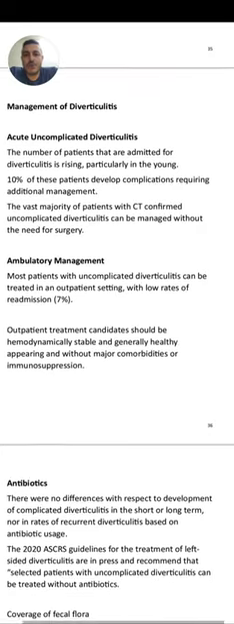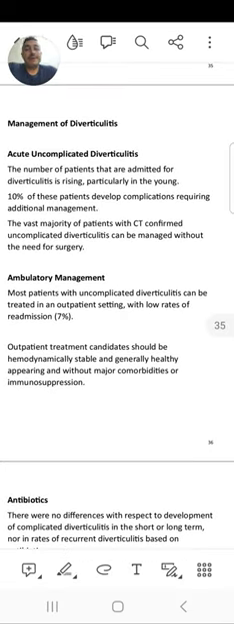We move to the management. And the management varies as the presentation itself varies, as we reviewed. So if we are talking about the management of acute uncomplicated diverticulitis, this patient is most likely to be managed as outpatient on oral antibiotic, and as I said, they can be managed even without surgery.